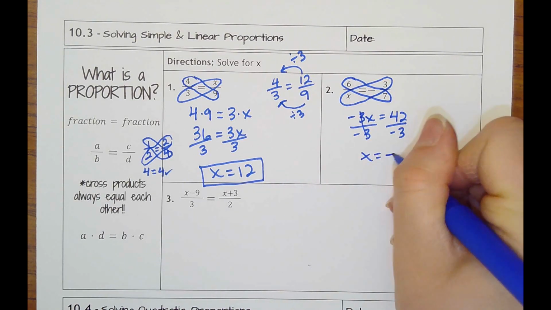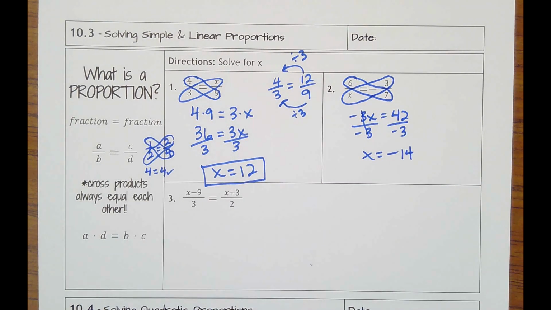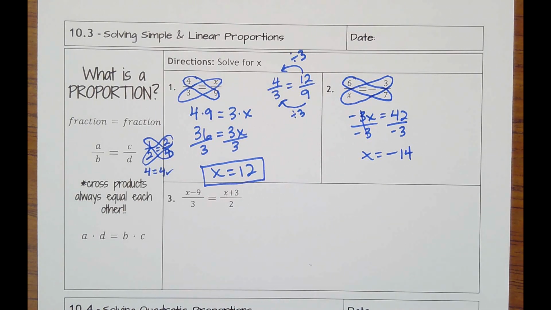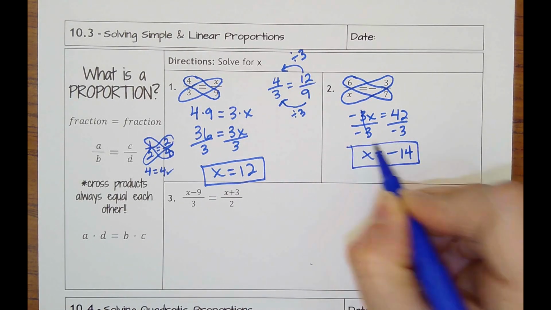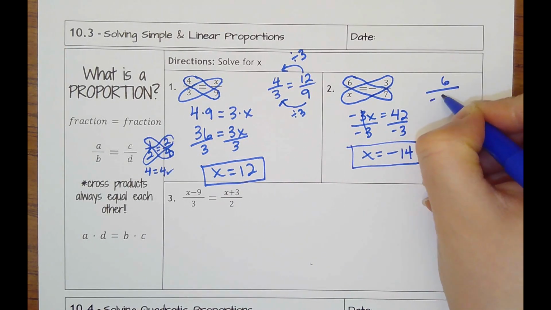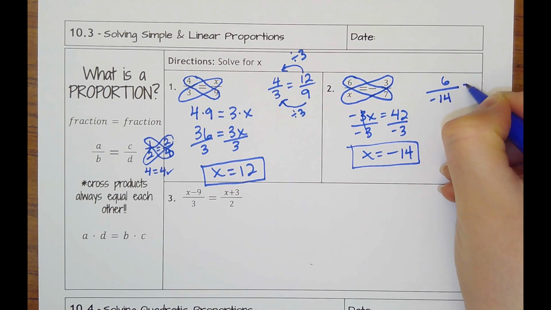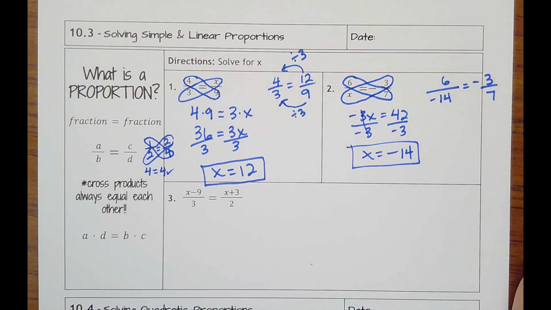And that should be negative 14, I believe. Yeah. So that would be the correct answer. And it makes sense that I got a negative because I'm going to have this fraction be negative to equal this negative fraction.